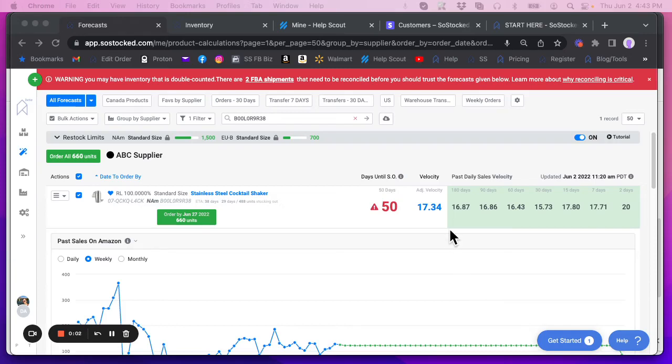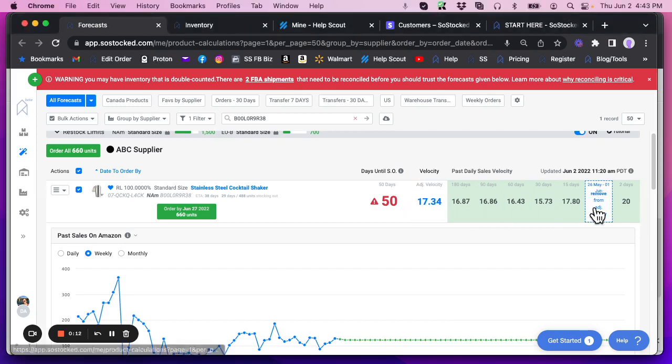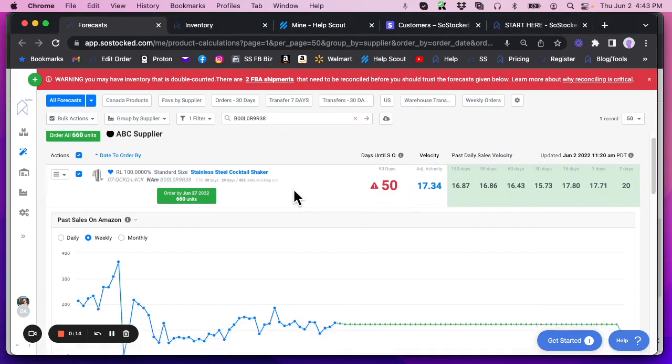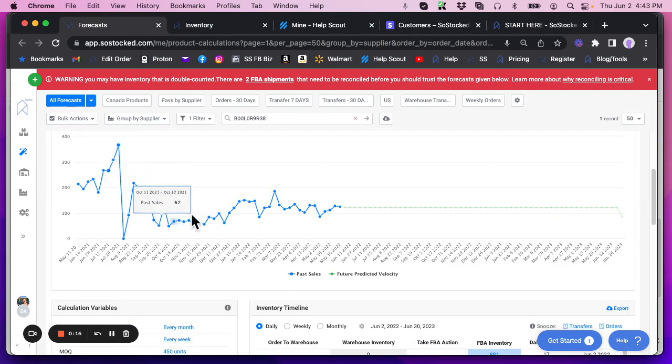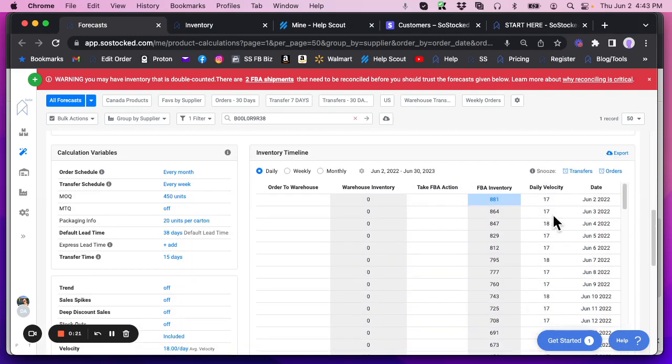In this video, we're going to discuss the new tool that we just launched called automatic or automated seasonality. In the past, how seasonality would work is you would have your average velocity or adjusted velocity here, and it will display your past seasonality here. But because we're looking at just adjusted velocity, it's kind of a straight flat line of your average sales.